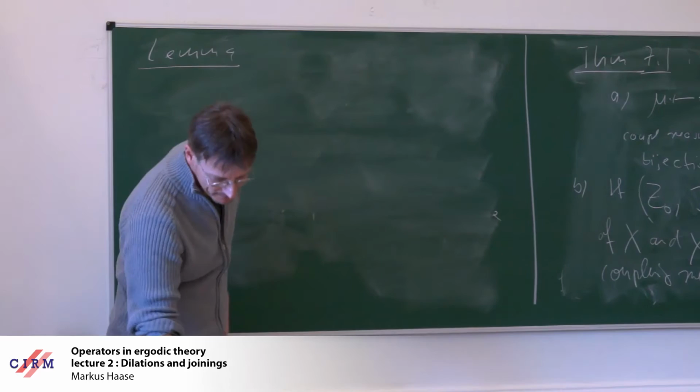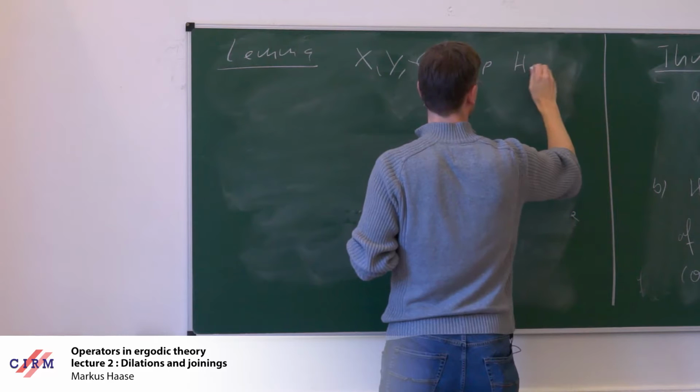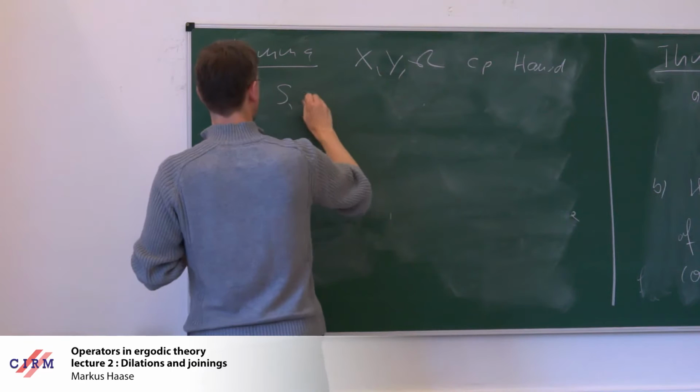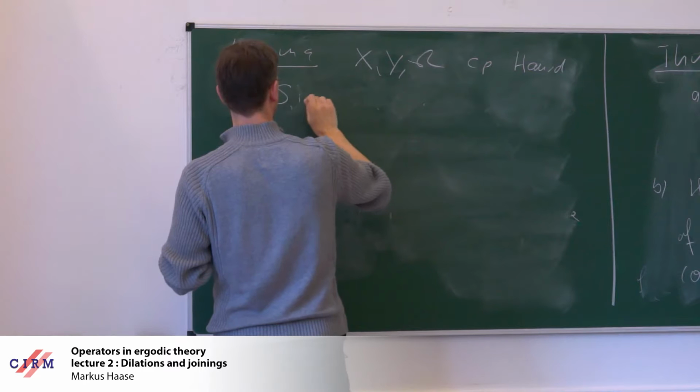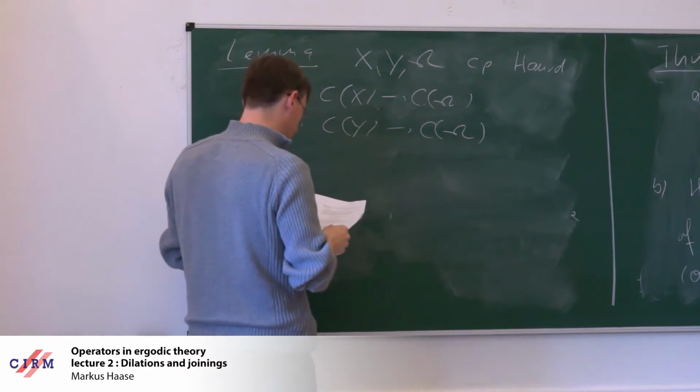So there's a nice lemma behind that. Suppose X, Y, and Omega are compact Hausdorff spaces, just a topological situation now. Suppose S and T are operators. S is an operator from C(X) into C(Omega), and T is an operator from C(Y) into C(Omega). Of course, bounded linear operators.